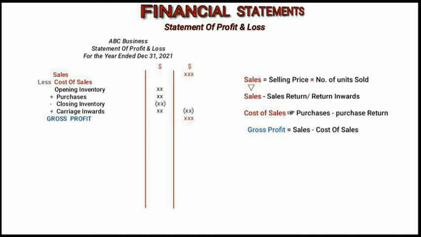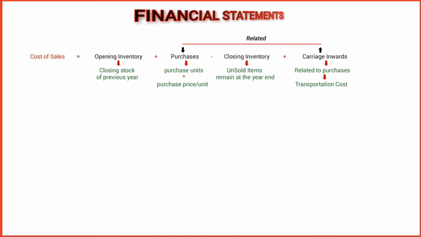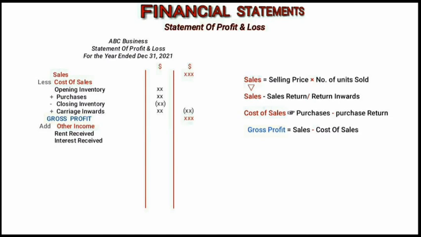In the next step, we add all the other business income to the gross profit, like rent received. This is the rental income of the business, and its double entry is debit cash, credit rental income. Then interest received. Note that interest received is income and interest paid is an expense.